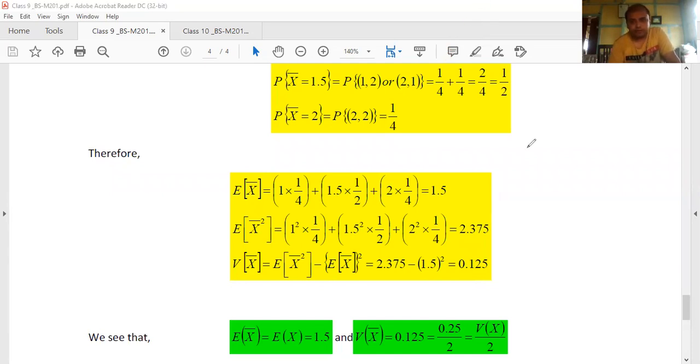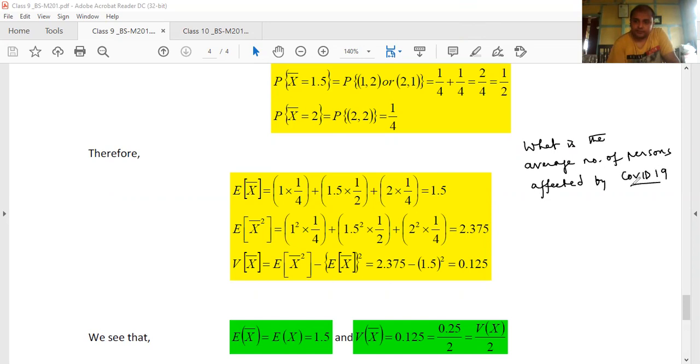Okay, what is the average number of persons affected by COVID-19 all over the world? So to answer this question, they are actually using this particular formula, E X bar equal to mu.